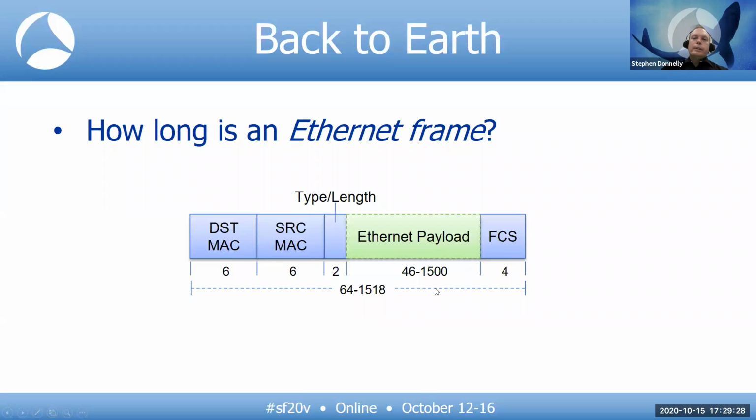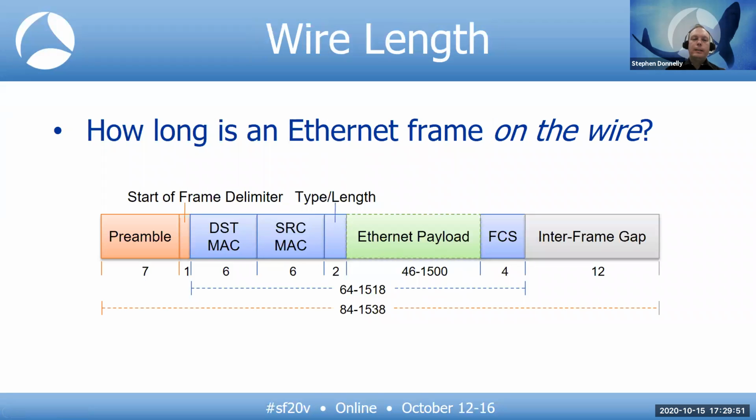If I only want to send, say, 1 byte of payload, the packet still has to be this minimum length. So the first byte would be my byte, and then the rest of the packet would be filled in with zeros. It's just padded out with 45 bytes of zeros, and that would give us our 64 byte frame. But how long is the Ethernet frame actually on the wire when we send it?